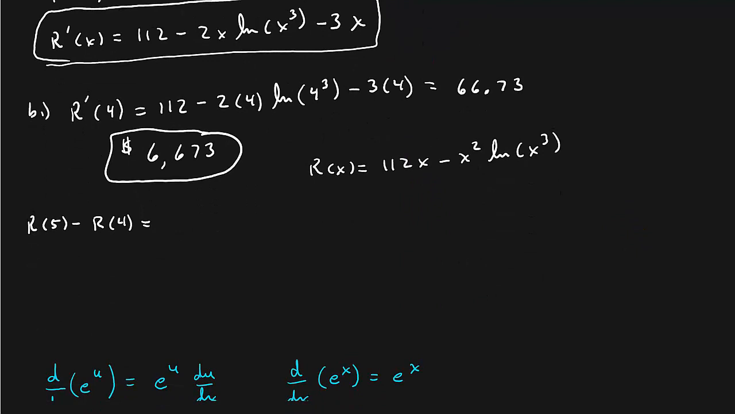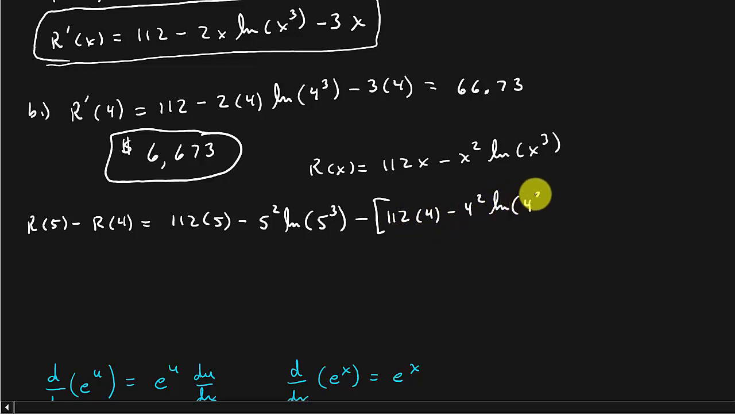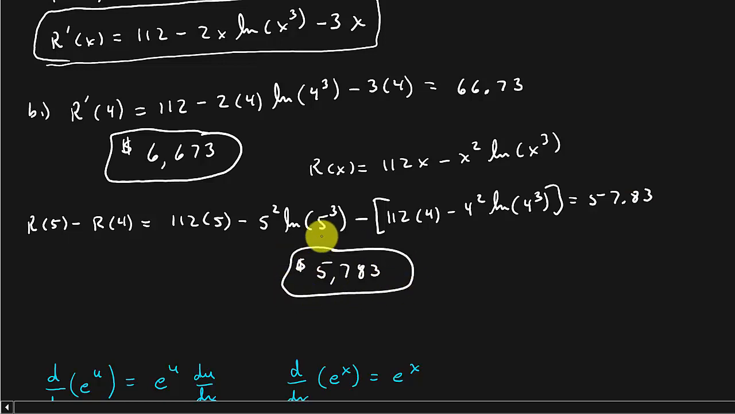All right, so that's going to be 112 times 5 minus 5 squared times natural log 5 cubed, minus the R of 4. Make sure when you plug the 4 in, you put all that in brackets, because it's minus the whole thing. 112 times 4 minus 4 squared times natural log 4 cubed. And that gives us 57.83, which is $5,783. All right, and so there's your answer.